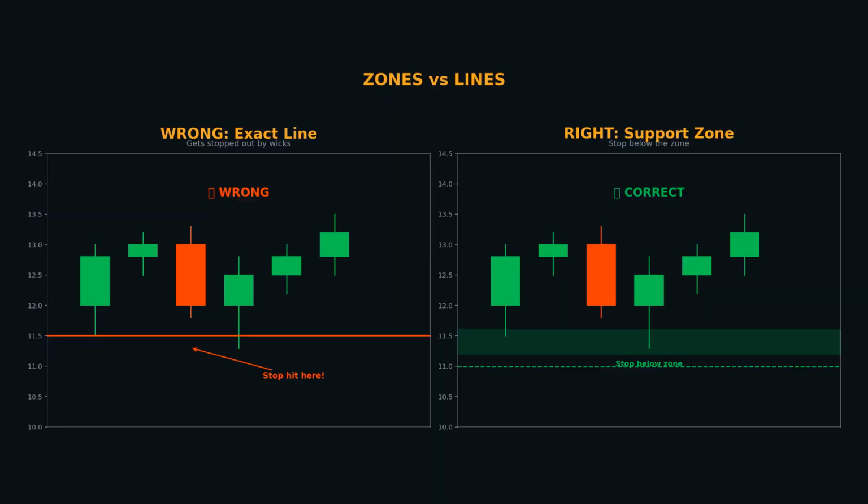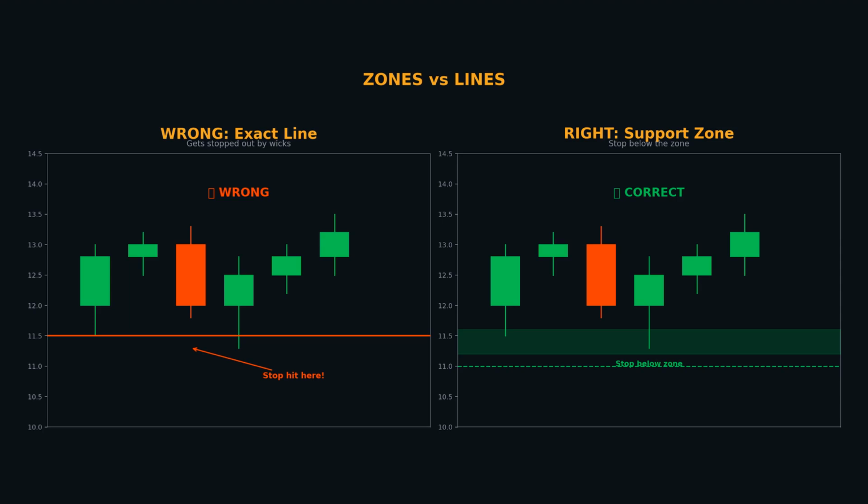Here's the second big mistake beginners make, and this one costs people real money. They treat support and resistance as exact prices. They draw a line at exactly $50 and expect price to bounce at exactly $50 down to the penny. That's not how it works. Support and resistance are zones, not lines.